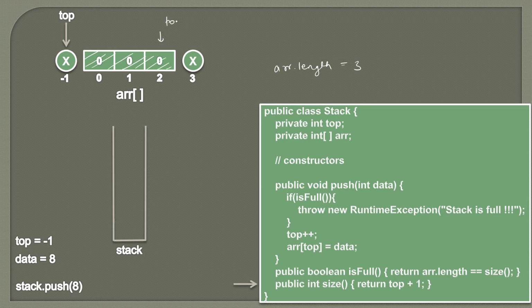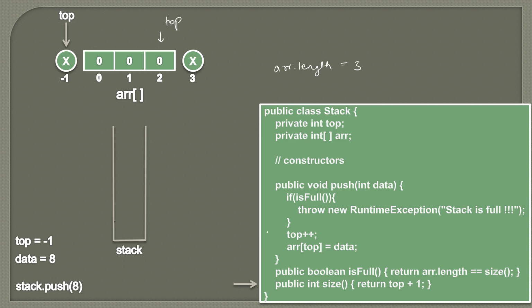So top will be here, and if top is at this index, the value of top will be 2. But if we see the size of the stack, it is actually holding 3 elements. So we simply return top plus 1, which tells us the size of the stack, that is, how many elements are currently in the stack.